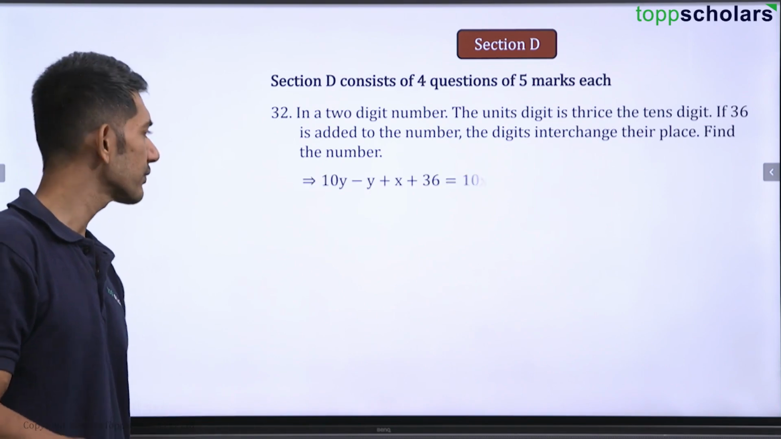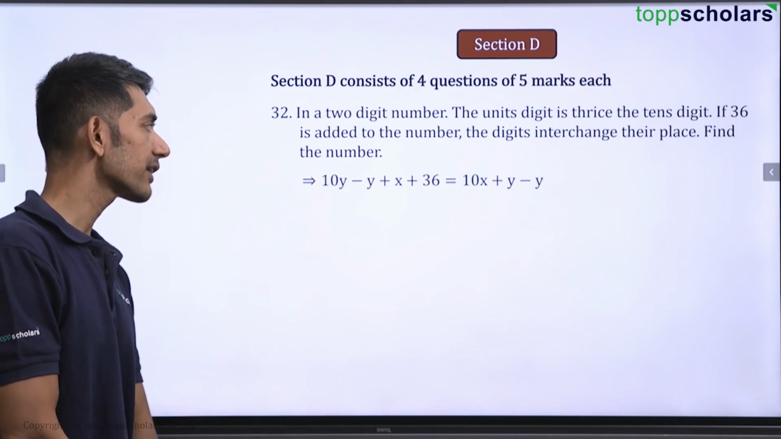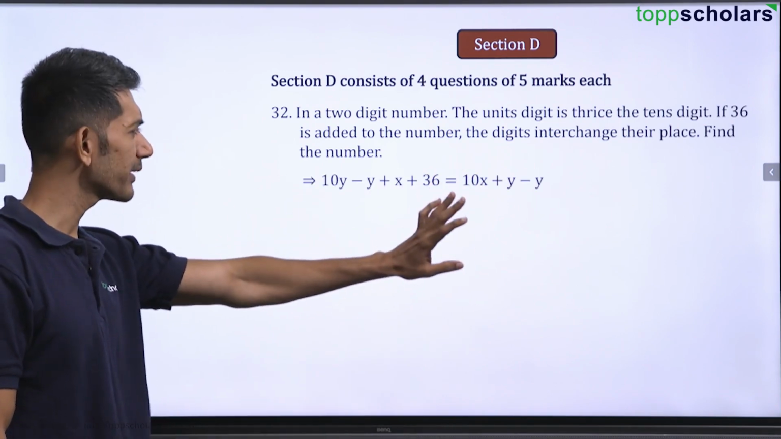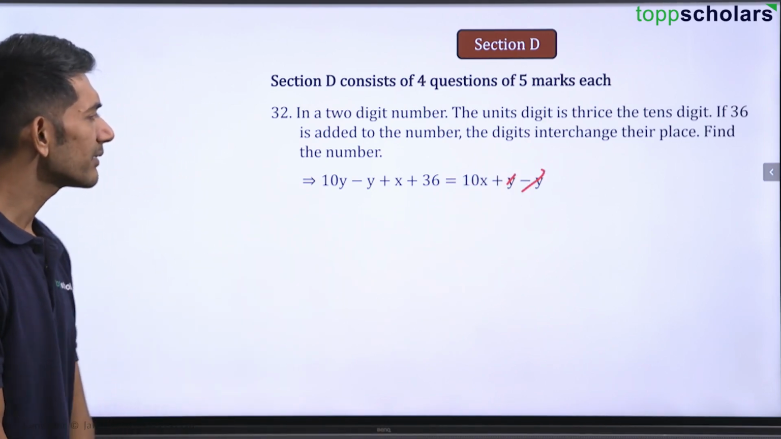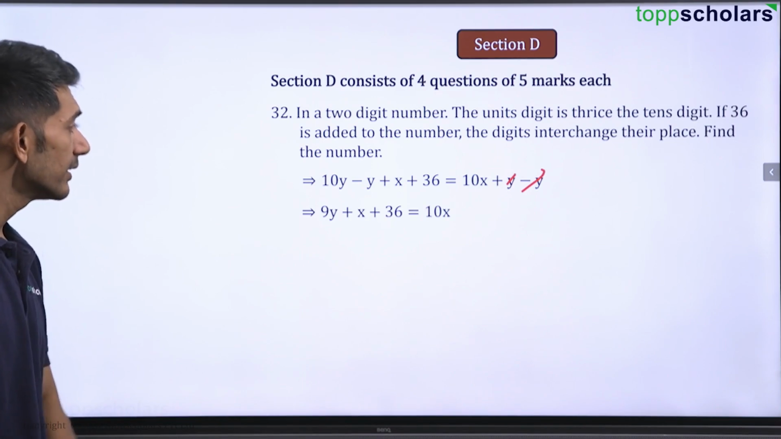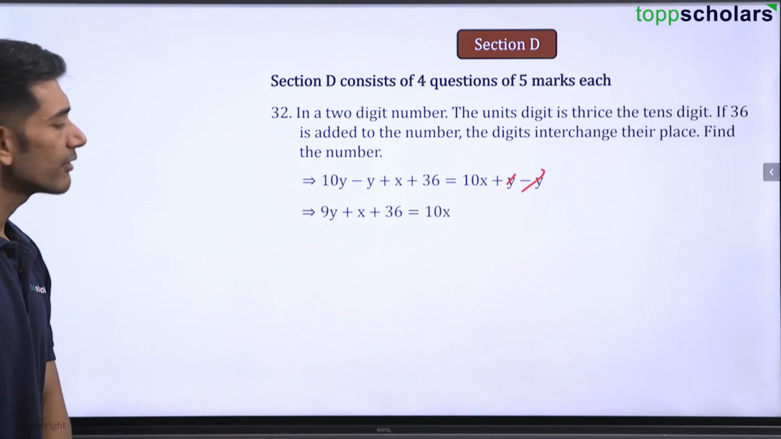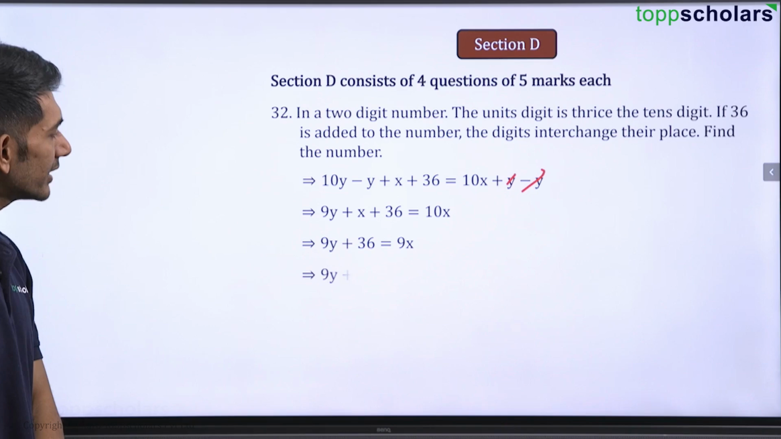So now you solve this further. You get 10y minus y plus x plus 36 is equal to 10x plus y minus y. This is anyways going to get cancelled. And then 9y plus x plus 36 is equal to 10x. 10x minus x is 9x. So 9x minus 9y is equal to 36.